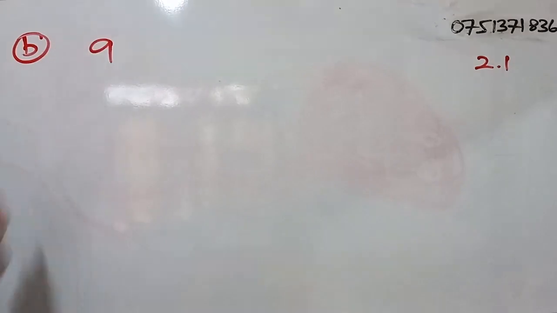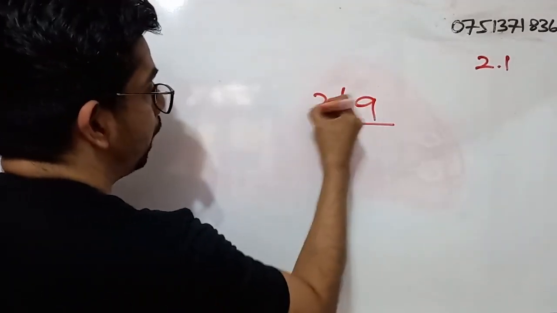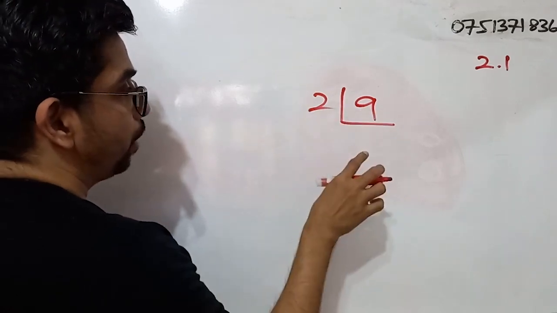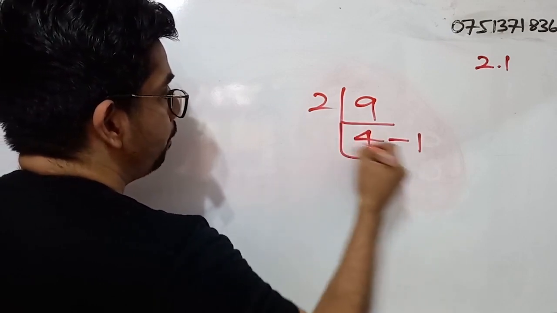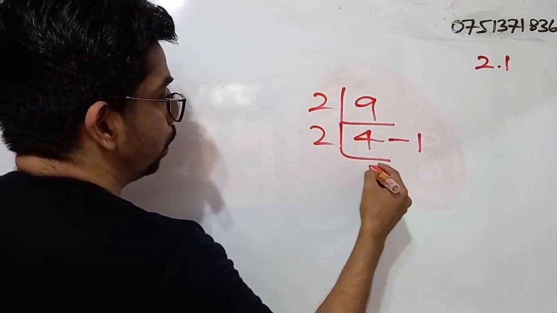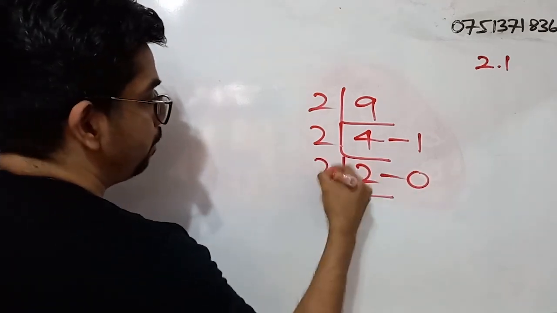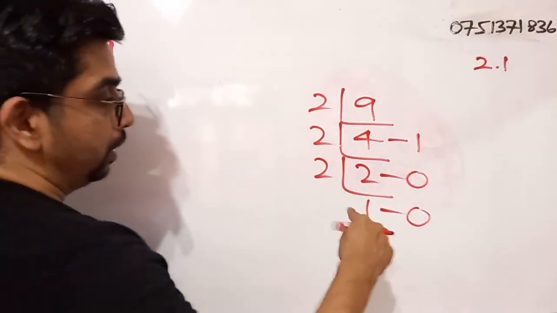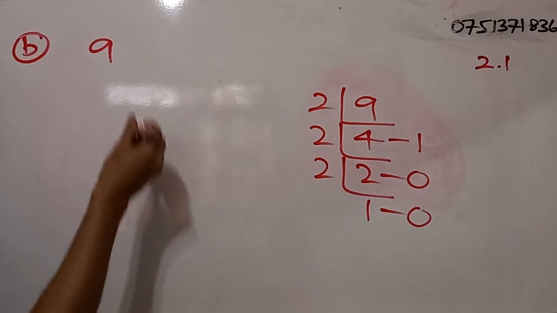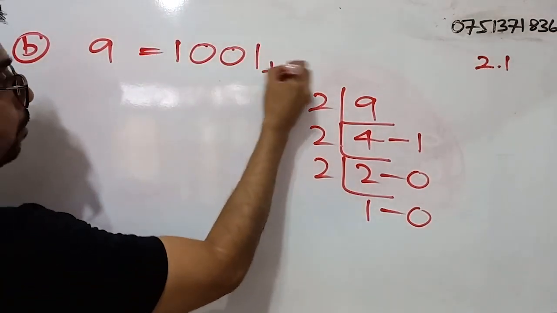2. Right, simple B, what do we have? 9. So we repeat the same process. Take 9 and divide it by 2. How many 2's are there in 9? We can go up to 4, so the remainder will be 1. 4, again we will divide by 2. So the quotient will be 2 and the remainder will be 0. Again we will divide by 2. The quotient will be 1 and the remainder will be 0. Then we take these numbers. So 9 is equal to what? 1, 0, 0, 1 and the base is what?